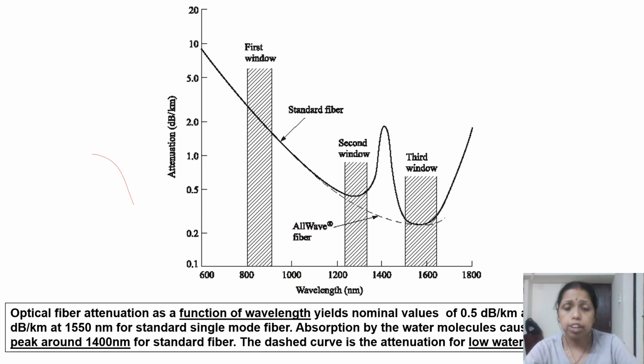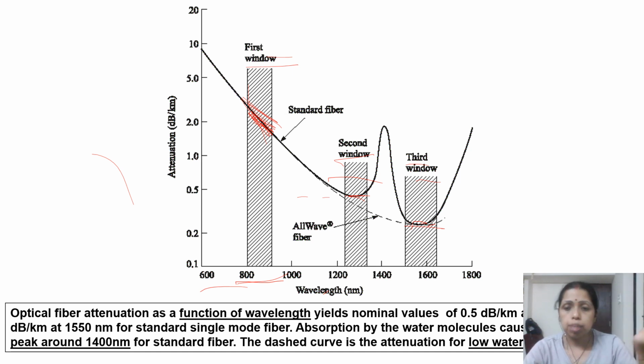So if we see the attenuation profile with respect to the wavelength, here we can define three windows: the first window, second window, third window. Normally these windows are designed based on low attenuation. If you think about the first window, here you can see the attenuation is higher as compared to this window. But this window is used when you want to design the plastic optical fiber. For this case, this window is used.